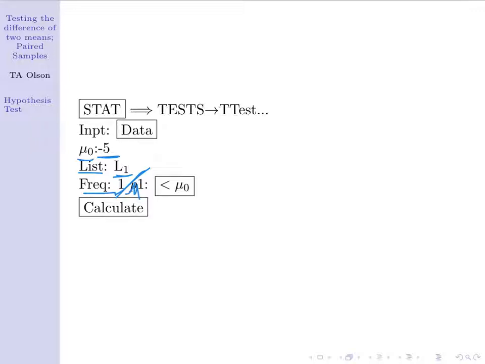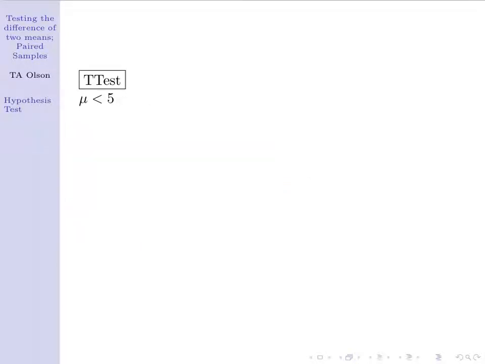And mu is going to be less than mu naught, is going to be my alternative hypothesis, right? More than 5 minutes lost, -6, -7, is that it's less than. Right? We hit calculate, and the output's going to look like a t-test, mu less than -5. Boy, I got a lot of typos today.